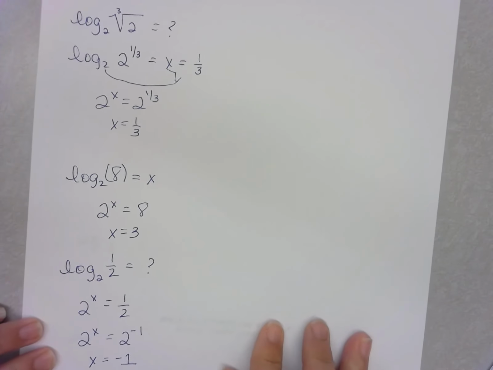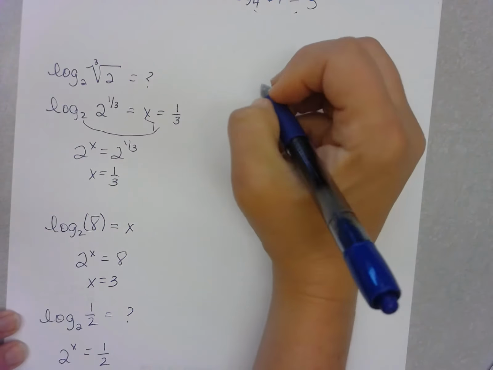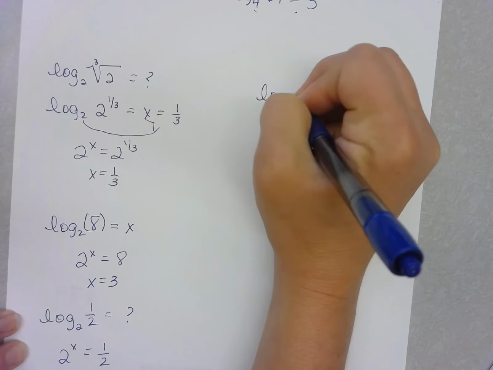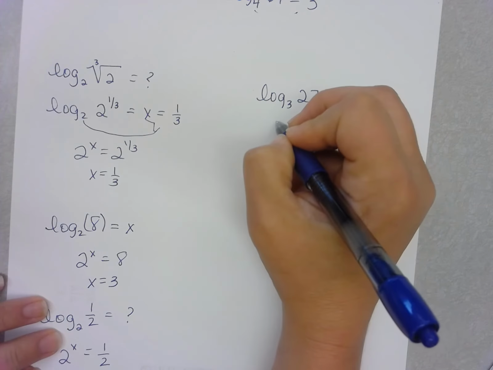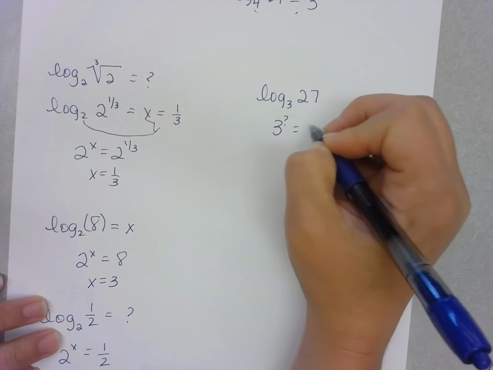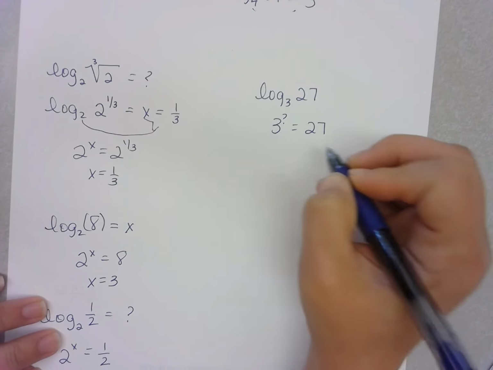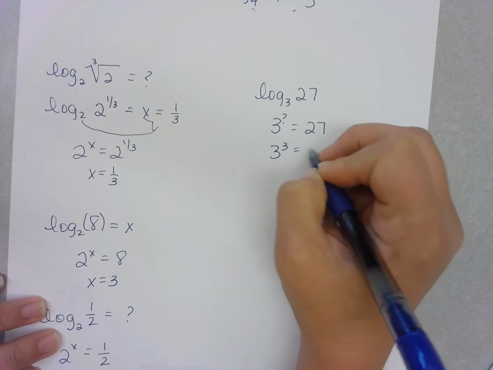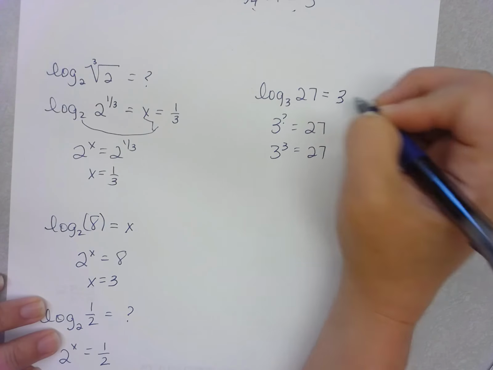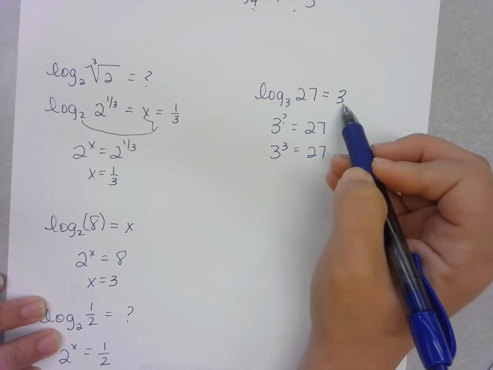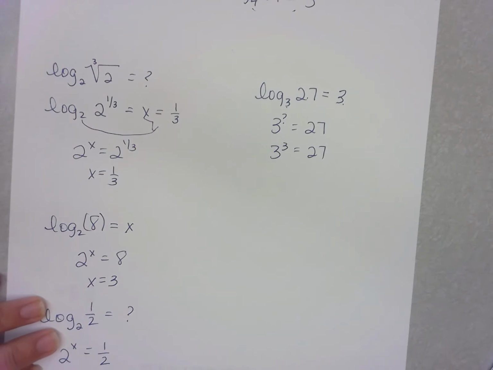Alright. So let me just do one more mental, right? If I have log base 3 of 27, how do I figure that out? This is asking me, literally, 3 to what equals 27? And I know that 3 cubed equals 27, so that means that this is equal to 3. So 3 cubed equals 27.